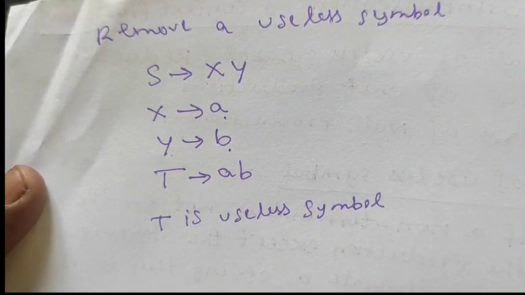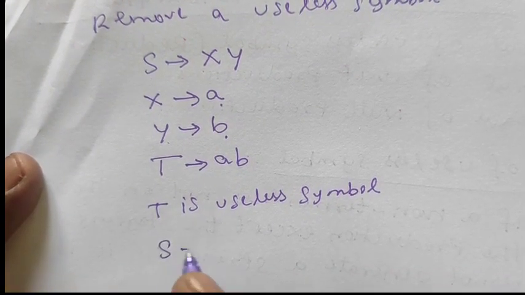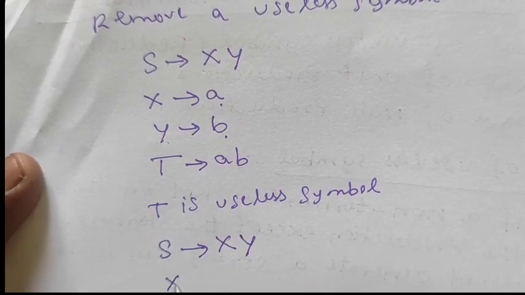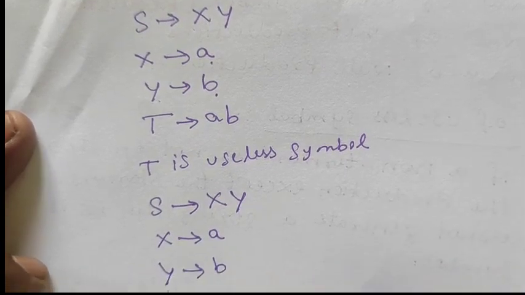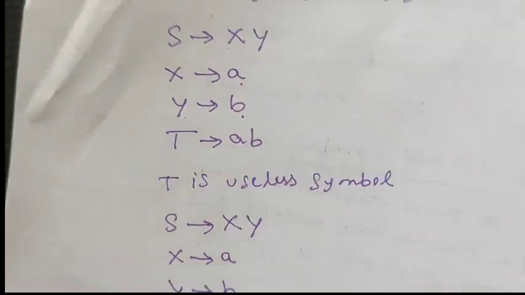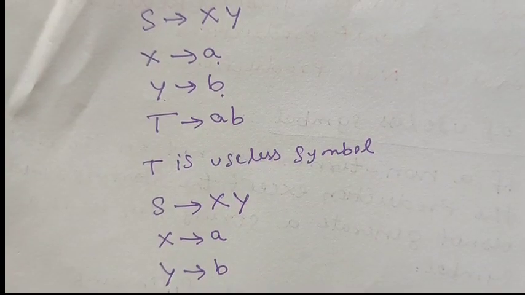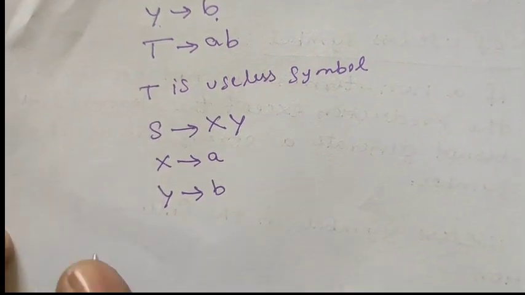Any production which is connected to T should get eliminated. So I will rewrite the productions here. After eliminating, S tends to XY, X tends to small a, and Y tends to small b. So we have eliminated all the productions which pertain to this problem. This is the way of identifying a useless symbol in a context-free grammar. Now we'll go for null productions, the removal of null productions.